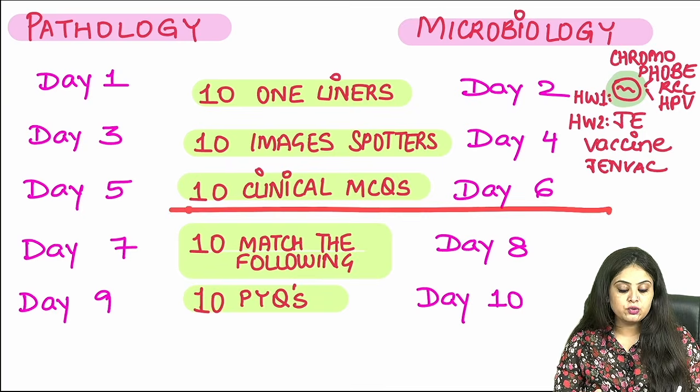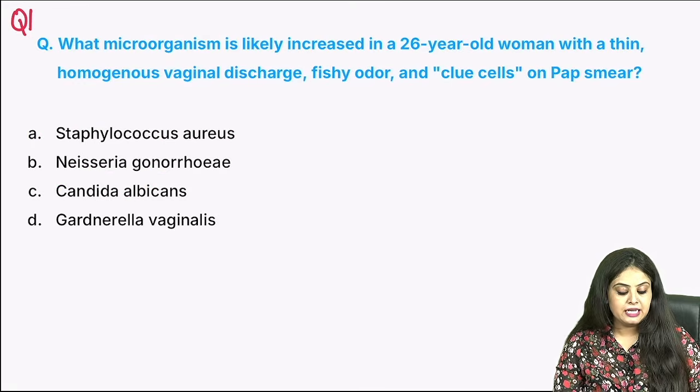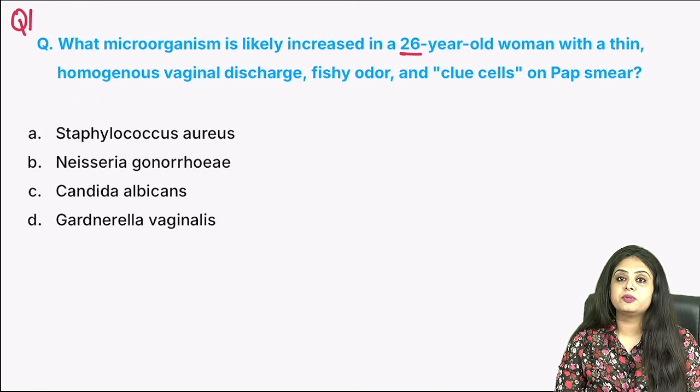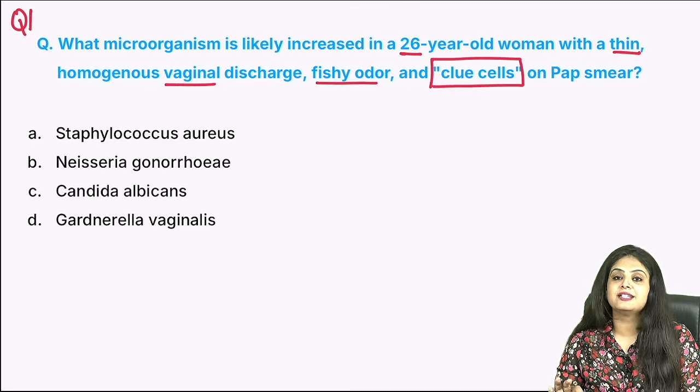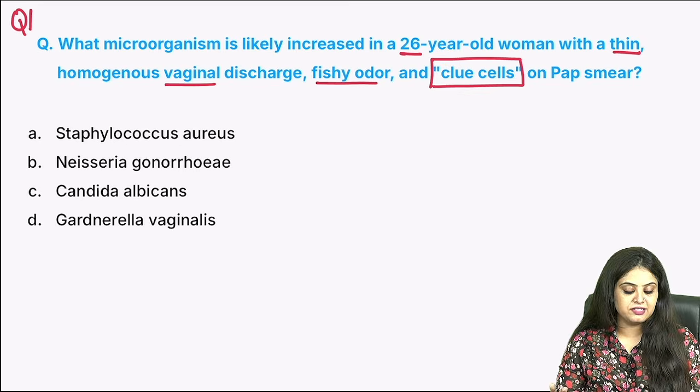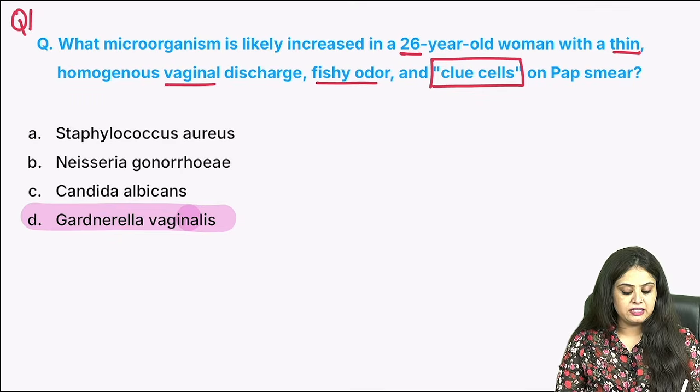Now let's move on to the next 2 days, that is clinical questions. Starting with the very first one: what microorganism is likely to be increased in a 26-year-old woman? The discharge given is thin homogeneous vaginal discharge with a fishy odor, and here you've got your buzzword, that is clue cells on pap smear, which makes it a case of Gardnerella vaginalis. Of course, we are talking about bacterial vaginosis.